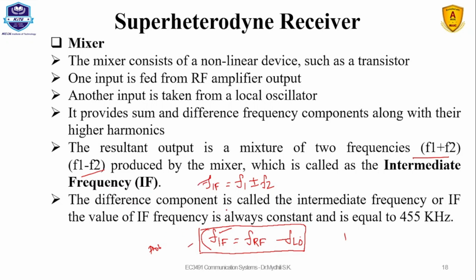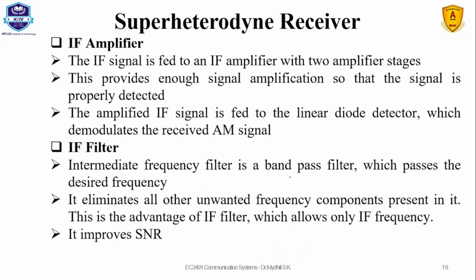So the difference component, which is called the intermediate frequency or IF frequency, is always a constant and is equal to 455 kilohertz. So it is maintained for a superheterodyne receiver at 455 kilohertz. Now coming to the IF amplifier section. This is the IF section, simply.